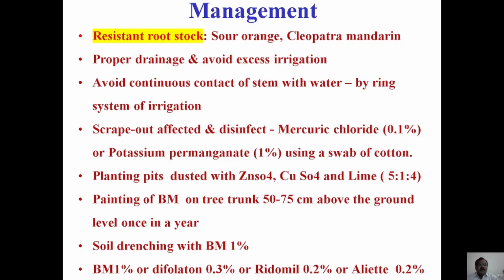The planting pits should be dusted with zinc sulfate, copper sulfate and lime in the ratio of 5:1:4, and Bordeaux mixture or Bordeaux paste should be painted on the tree trunk up to 75 centimeters above the ground level once in a year, which is also helpful in managing this disease. Soil drenching with Bordeaux mixture 1%, Difolatan 0.3%, Ridomil 0.2% or Aliette 0.2% is also recommended to manage the disease at field level.